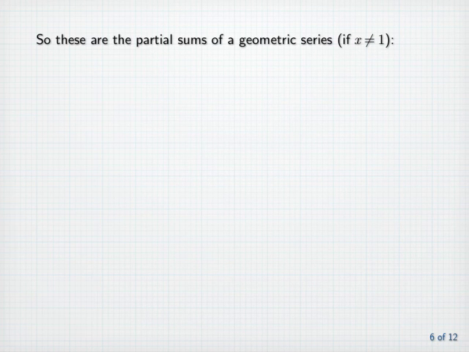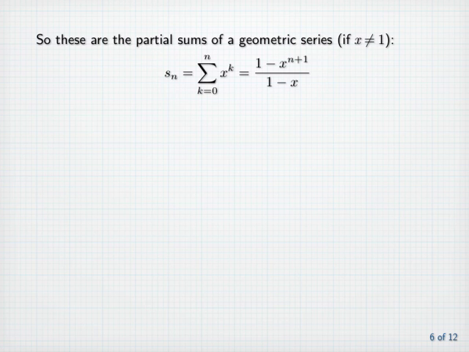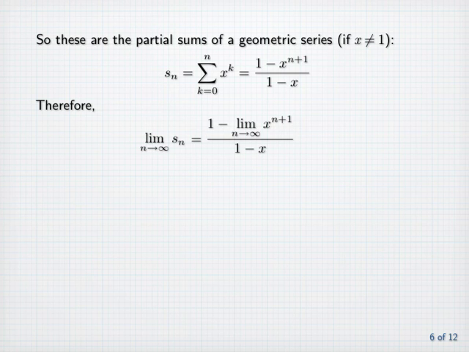So these are the partial sums of a geometric series if x is not equal to 1. S sub n equals 1 minus x to the n plus 1 divided by 1 minus x. Therefore, the limit as n goes to infinity of S sub n is equal to 1 minus the limit as n goes to infinity of x to the n plus 1, all divided by 1 minus x. Now, since we're already assuming that x is not equal to 1, the limit as n goes to infinity of x to the n plus 1 power exists only if x is strictly between minus 1 and 1, and in that case, that limit is 0.